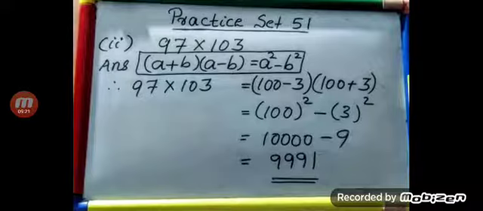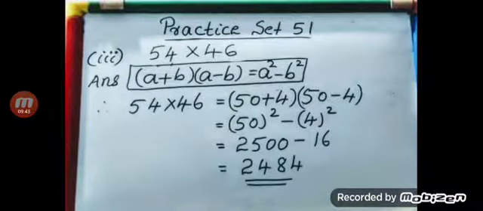Therefore, 100 square minus 3 square is equal to 10,000 minus 9. 100 square is 10,000 and 3 square is 9. 10,000 minus 9 is 9,991.